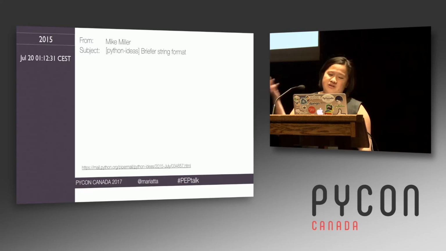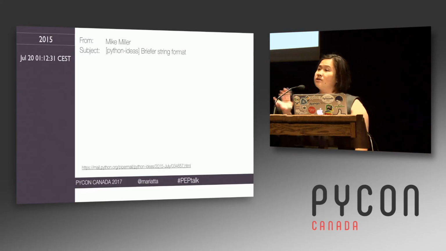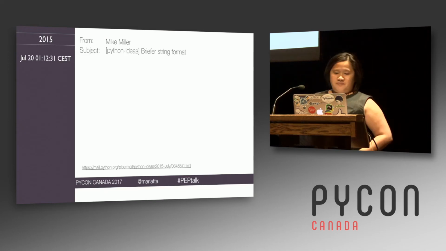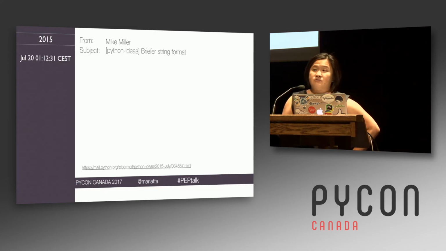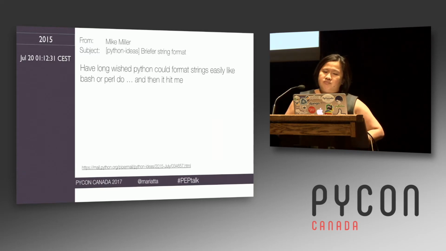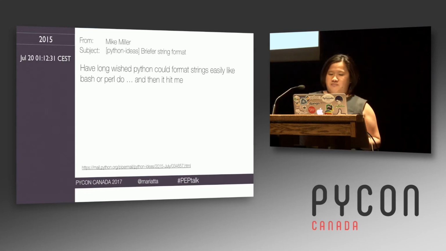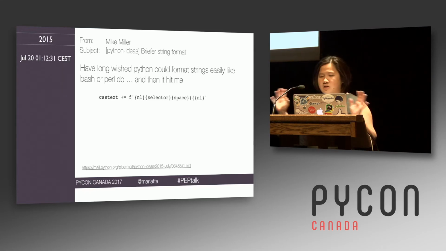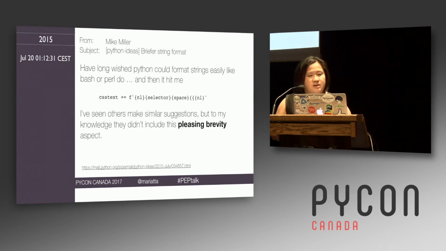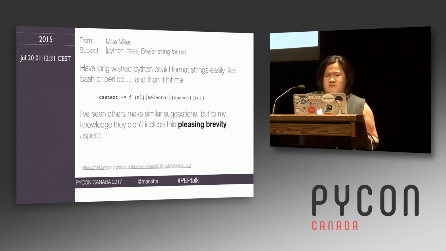Started 2 years ago. There is an email sent to Python Ideas by Mike Miller titled River String Format. He said, I have long wished Python could format strings easily, like Bash or Perl do. And then it hit me. He provided this code, and then he went on and said, I've seen others make similar suggestions, but to my knowledge, they didn't include this pleasing brevity aspect.